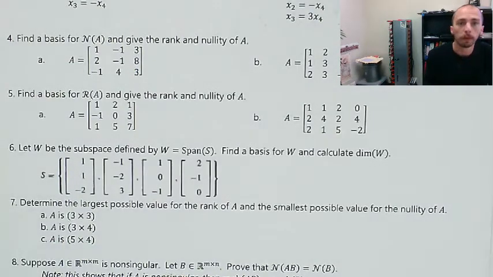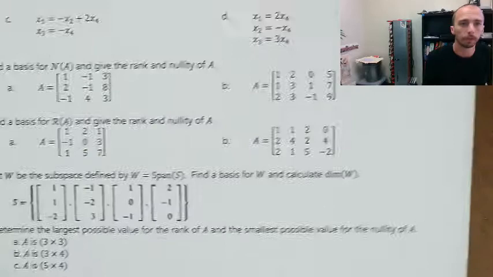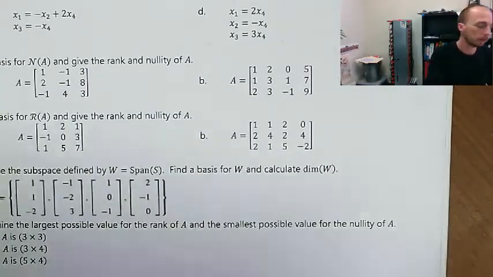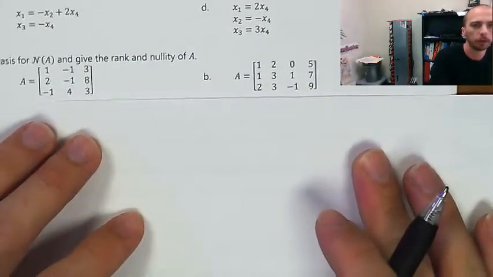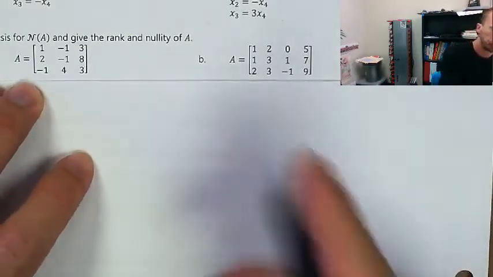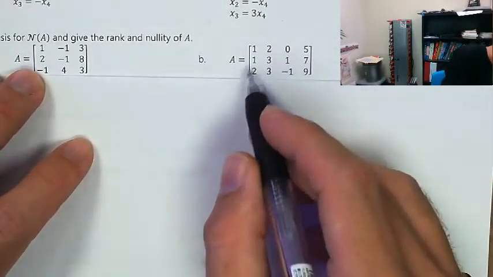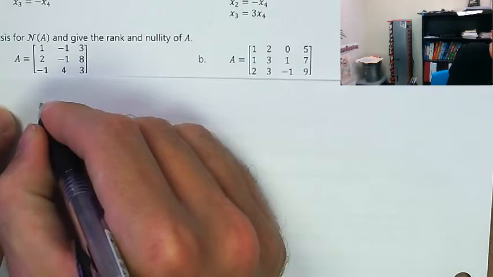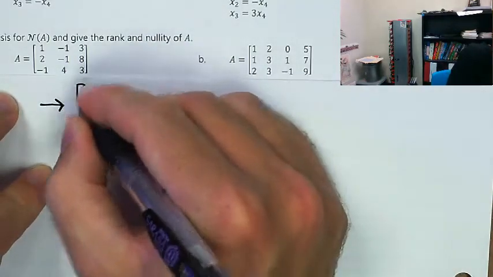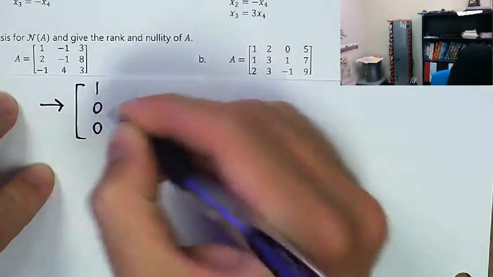Okay. We know part B is going to have an interesting null space because it's a wide matrix, and all wide matrices have non-trivial null spaces. And so I'm going to start by row reducing, clearing out the first column.